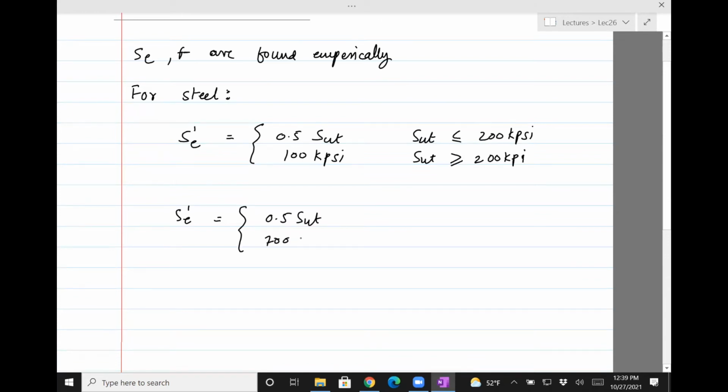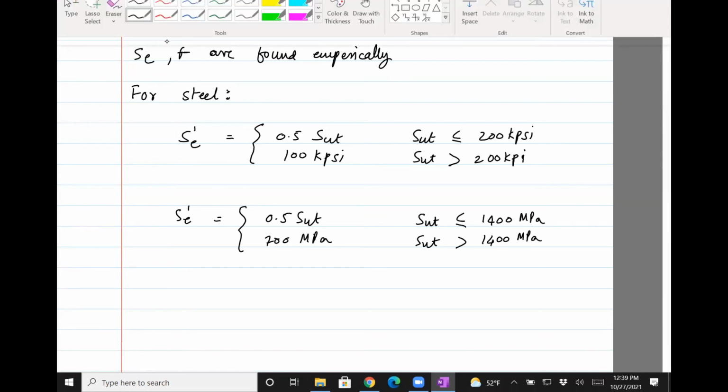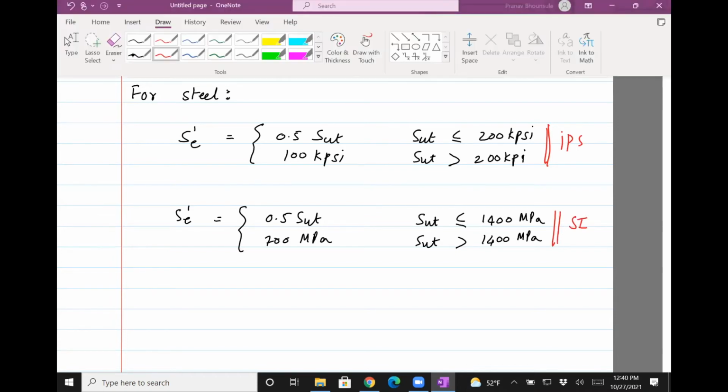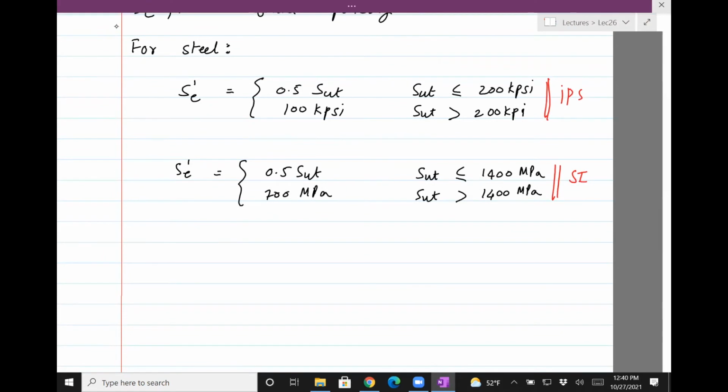So 700 MPa, this is when SUT is less than, it should probably be greater than 1400 MPa, if SUT is greater than. Okay, so the difference is the units, so this is in the IPS units, this is in the SI units. So you can use the formula you are expected to use depending on the problem.